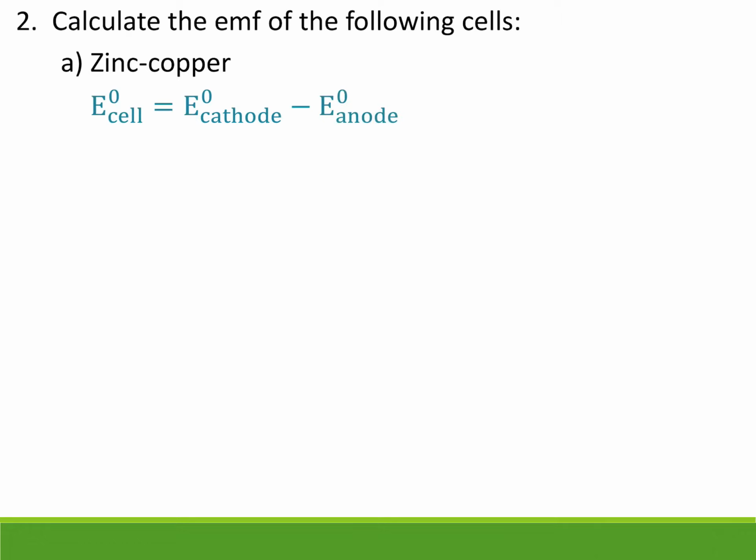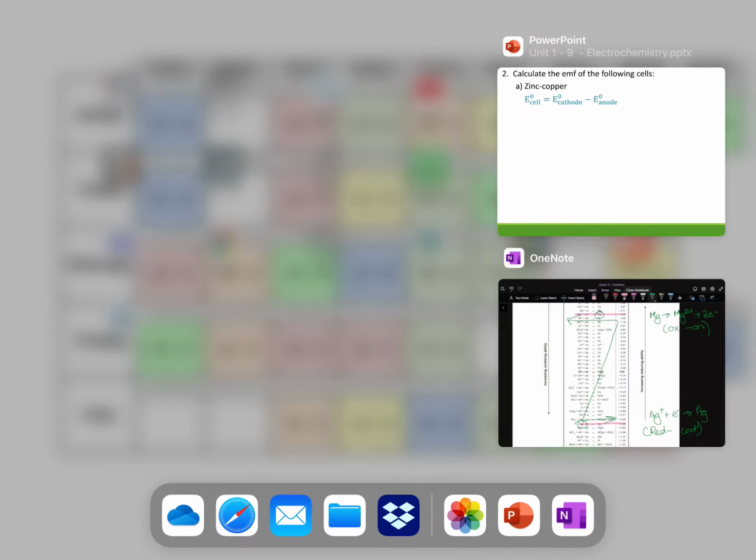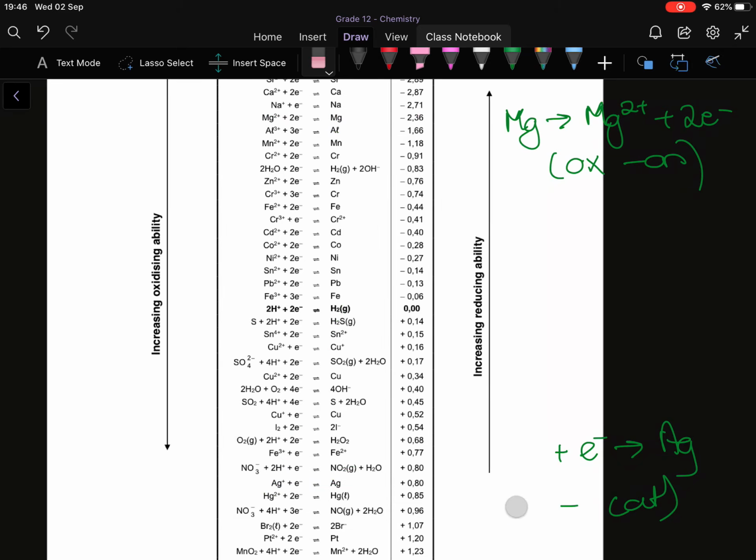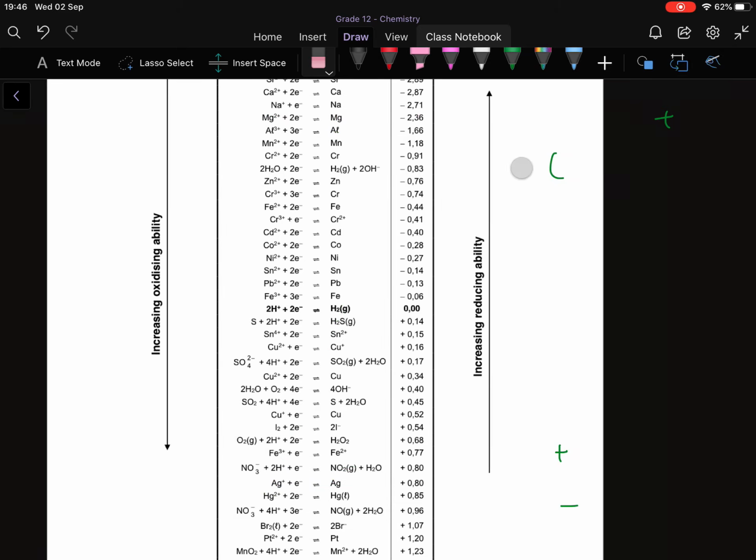Now they say to calculate the EMF of the following cells. The first one is a zinc copper cell. Here it's about finding the zinc and the copper in the table. So let's go to the table. Let's take out what I had last time. Okay, it starts to get a bit messy. Alrighty, so zinc is there.